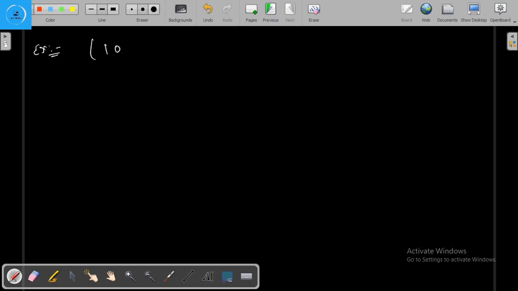Let's see this time in binary, sorry, not decimal. 1010, and this is 0110. Subtract using 2's complement.